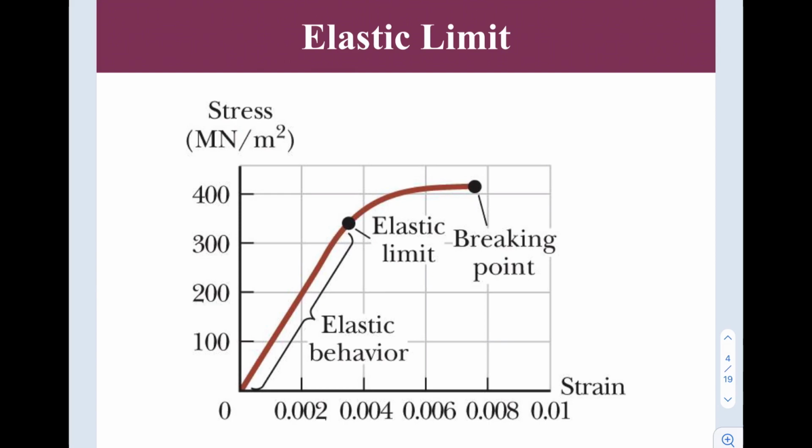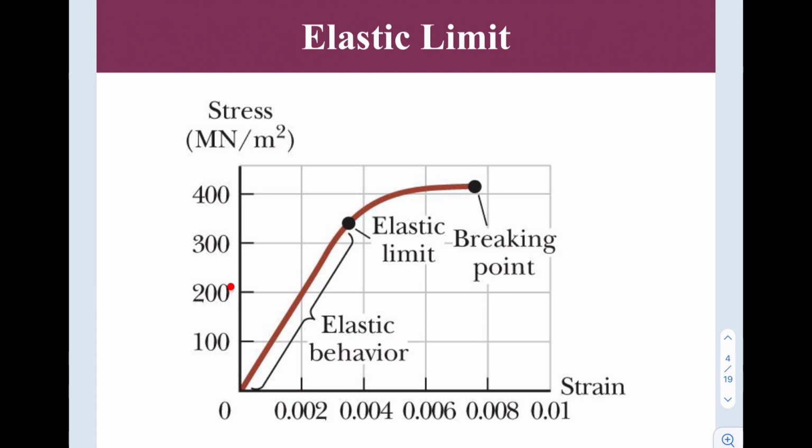So let's take a look at this. This is a graph of the behavior of stress versus strain. Initially, the object is going to experience elastic behavior, almost proportional between stress and strain. Within this region where the response is proportional, we call it elastic behavior.